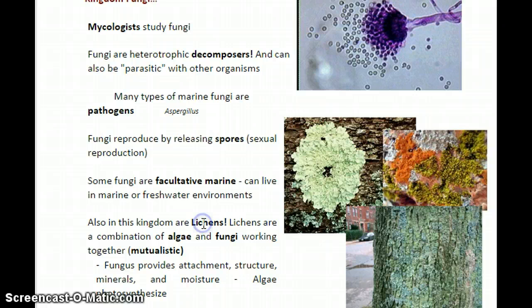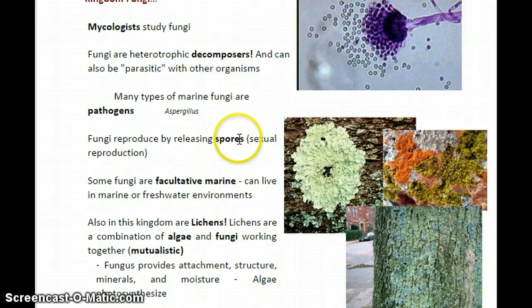So this is lichen. You've probably seen lichen growing on trees. Depending on where you live, if you live someplace damp or kind of cool and damp, maybe the Pacific Northwest, then you see a lot of lichen. That's a symbiosis between algae and fungi.